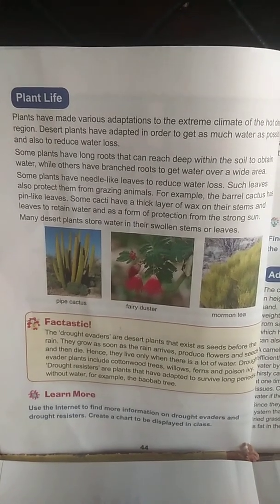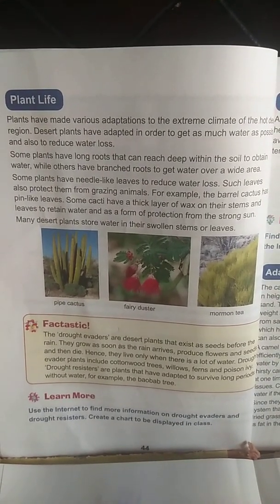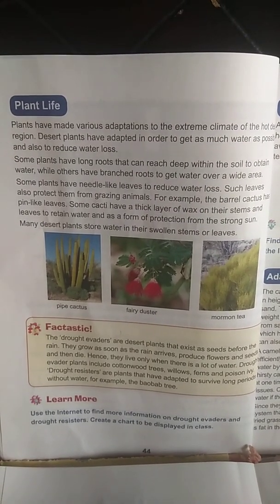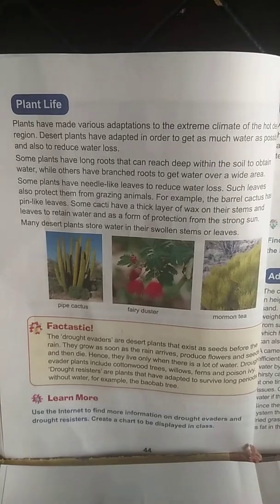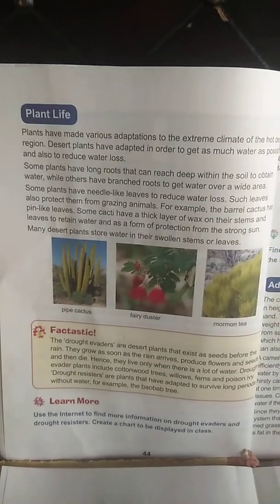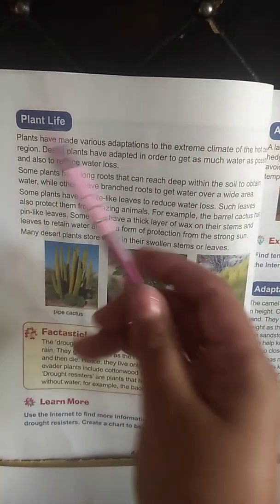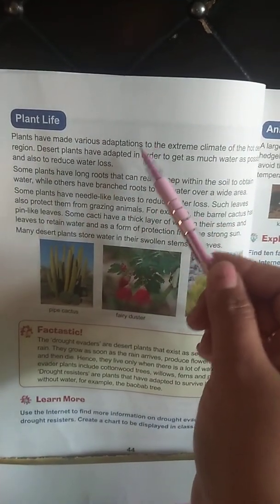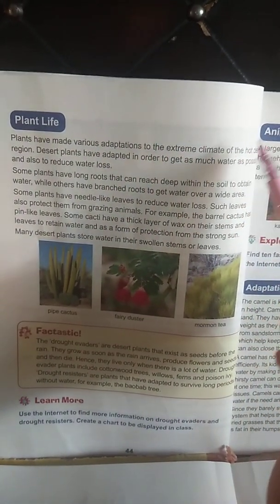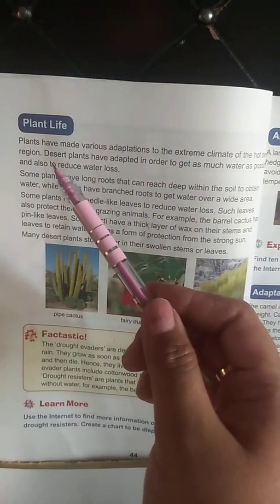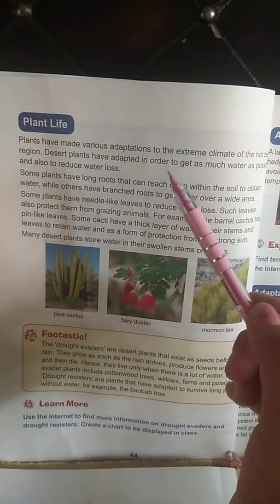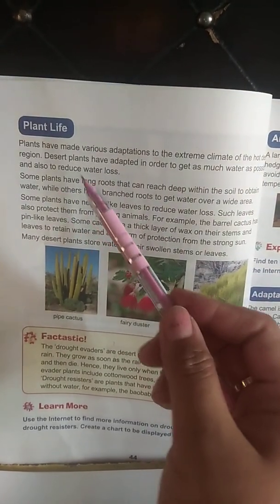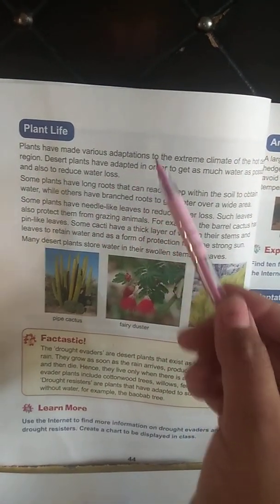In the previous class, we have discussed the types of desert and the climate of the desert. Today we'll discuss the plant life of the desert. Plants have made various adaptations to the extreme climate of hot desert regions. Desert plants have adapted in order to get as much water as possible and also to reduce water loss.